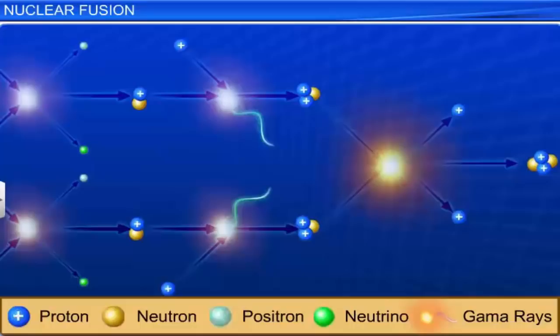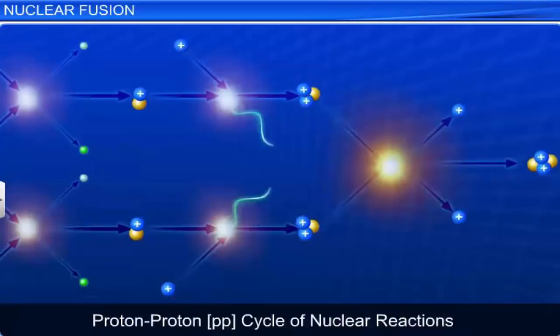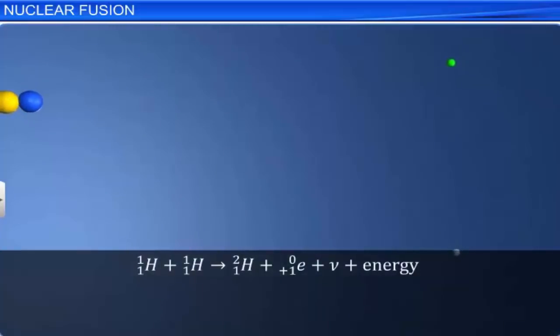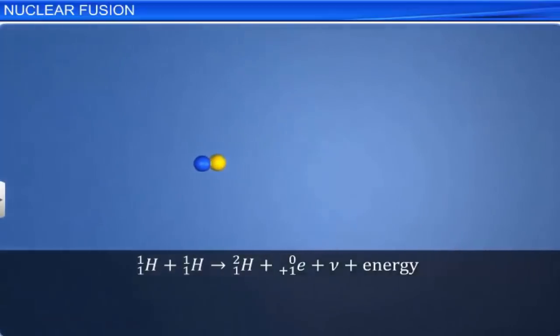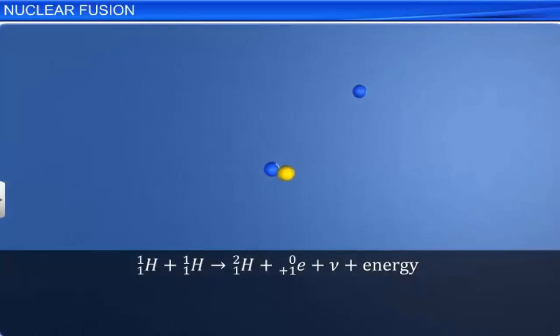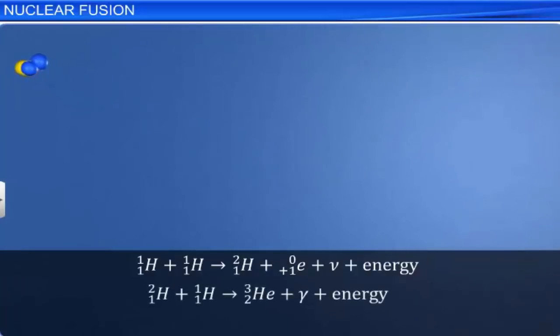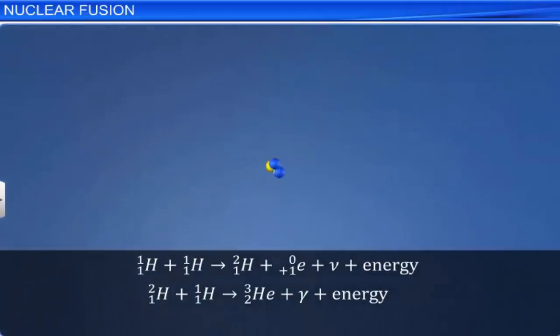This is a multi-step process and is called the proton-proton cycle of nuclear reactions. In the first step of the proton-proton cycle, 2 hydrogen nuclei fuse together to form a deuteron releasing a positron and a neutrino along with energy. The deuteron formed in the first step fuses with another hydrogen nucleus to form a lighter helium-3 nucleus releasing gamma rays. In the last step of the process, the helium-3 nucleus combines with another helium-3 nucleus to form a stable helium-4 nucleus along with 2 hydrogen nuclei releasing energy in the process.